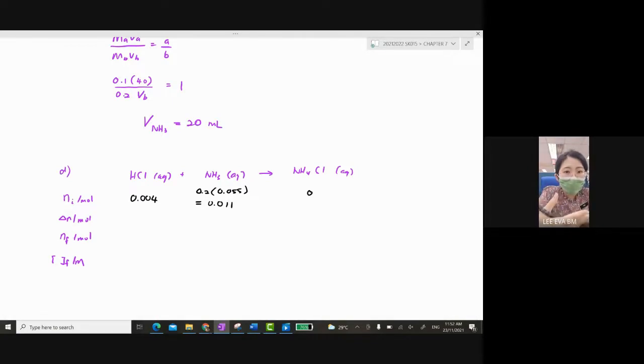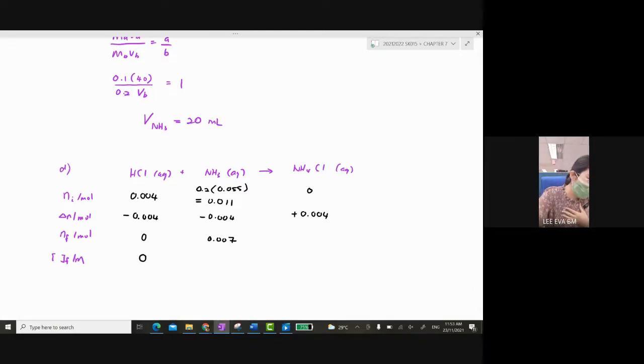Okay, then we have to identify your limiting reactant in this case, which is HCl. Well done. So we will completely react all the HCl. Same thing for NH3, minus 0.004. For the product side, we just add it, plus 0.004. So nothing left for the HCl now. All the HCl is completely reacted, but you have 0.007 mole remaining for the NH3.